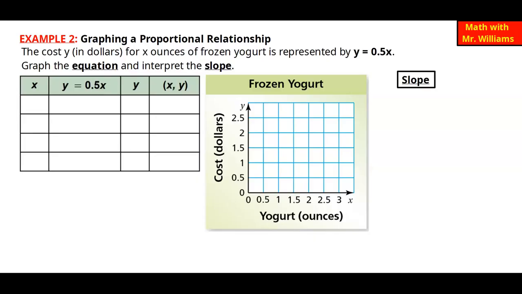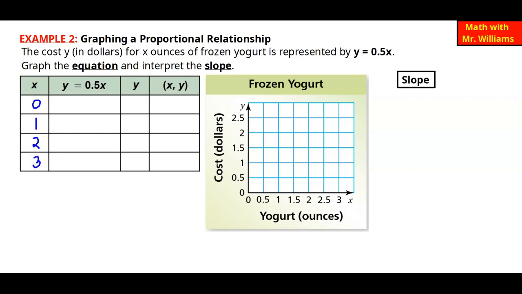Math with Mr. Williams. Example 2. Graphing a proportional relationship. The cost y in dollars for x ounces of frozen yogurt is represented by y equals 5/10 times x. Graph the equation and interpret the slope. Okay, so let's go ahead and do that. So first we need to complete our table. So let's go ahead and start off with 0, 1, 2, and 3.